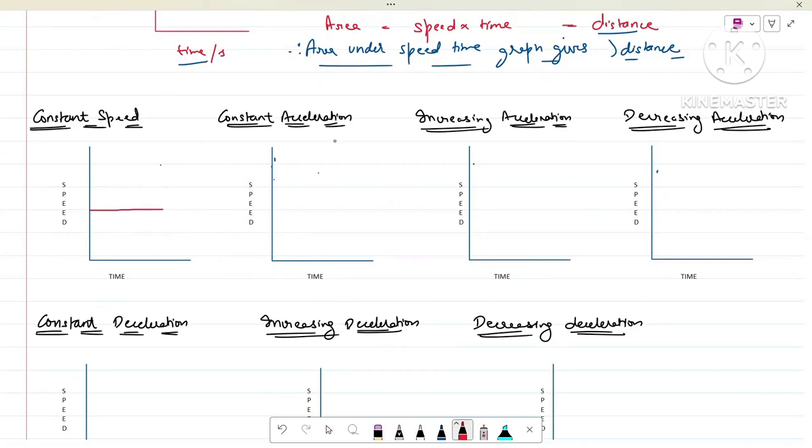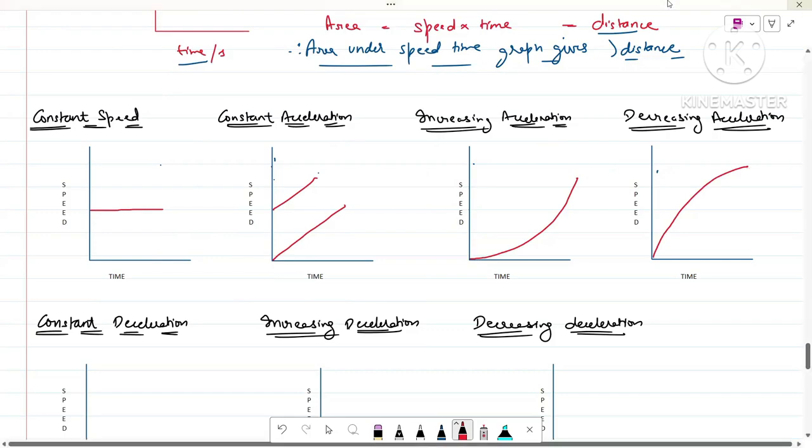Constant acceleration, acceleration is given as gradient of speed time graph. So constant acceleration means gradient is remaining constant. So this will be the graph, this or this. Increasing acceleration, acceleration is given by gradient of the speed time graph. So increasing acceleration means increasing gradient. So increasing gradient means this. With the increase in time, gradient is increased. So this will be increasing acceleration and this will be decreasing acceleration. That gradient is decreasing with time.